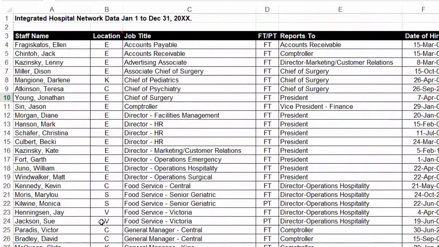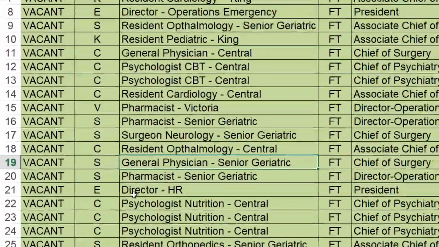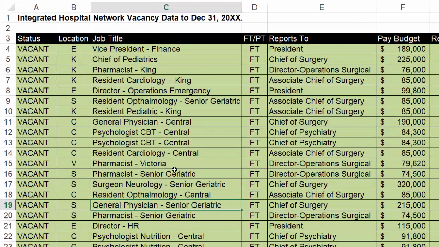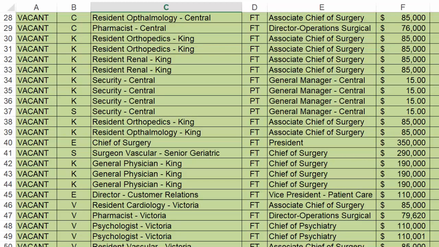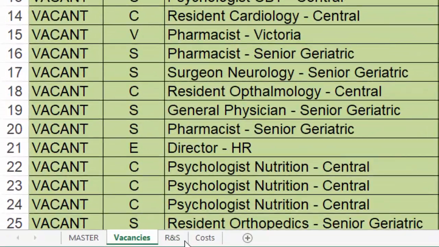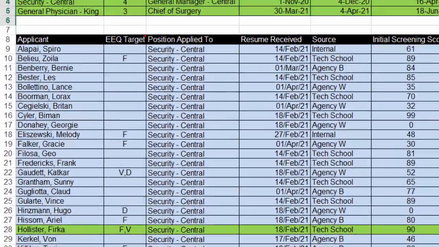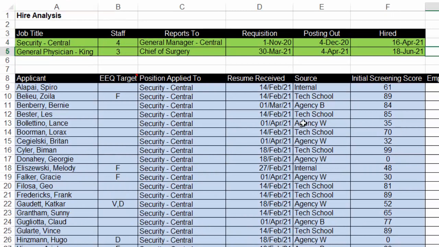So pretty simple data. There's another tab down here called vacancies. So these are all the vacant positions in the company right now, and you can count them just by highlighting them. And if you notice over here, we've already filled 1, 2, 3, 4, 5, 6 of them, okay? Then we've got a tab here called RNS. So what I've done is, rather than looking at all the vacancies, we're going to look at 2. Security guard for Central Site and general physician for the King Site. So we're looking for 4 security people and 3 physicians. They report to these people, chief of surgery and general manager.